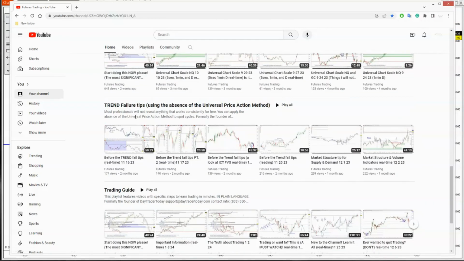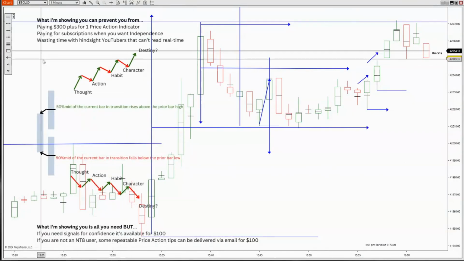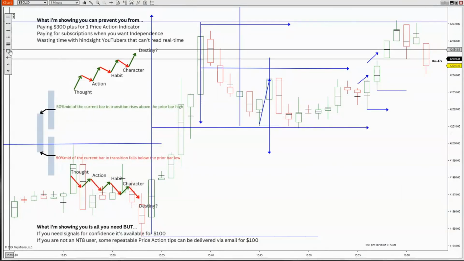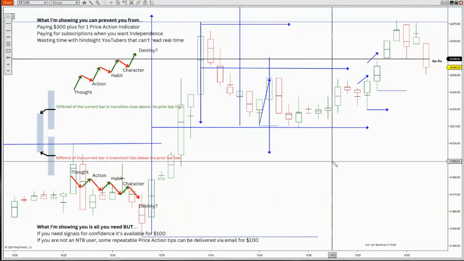All right. So, the trend failure tips. Now, this is just the absence of the price action method. So it's the absence of the diagram. That's all. It's the absence of this, and that can cause the problem. So now I'm going to go over that with you as well.